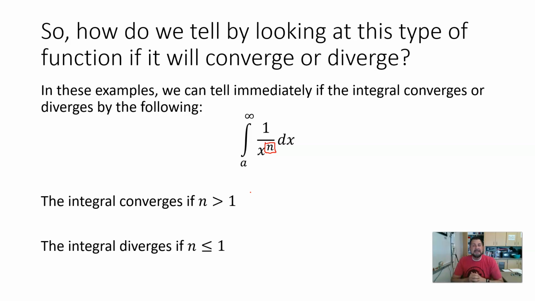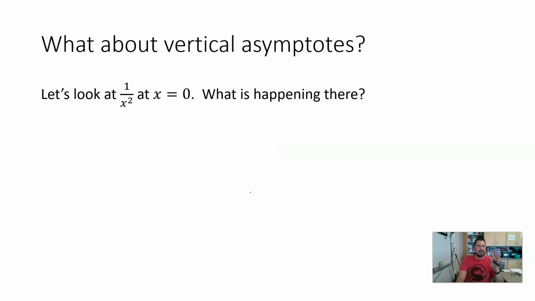So if I look at one of these, immediately I can tell whether or not it's convergent or divergent just by looking at it. Now, I'm actually going to skip the talk about vertical asymptotes for right now, because usually, well, we can talk about it real fast.